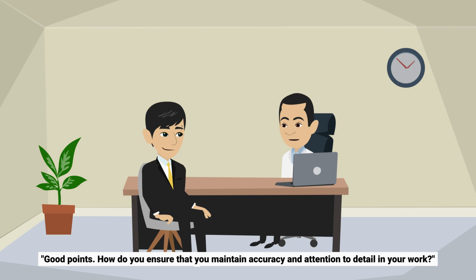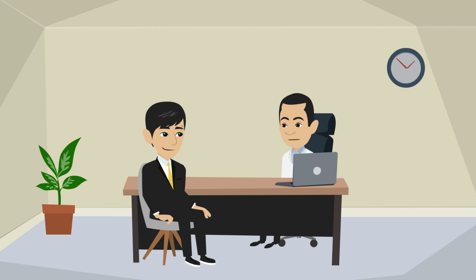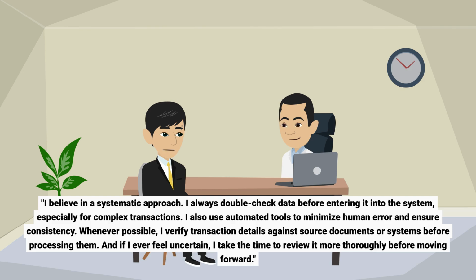Good points. How do you ensure that you maintain accuracy and attention to detail in your work? I believe in a systematic approach. I always double-check data before entering it into the system, especially for complex transactions. I also use automated tools to minimize human error and ensure consistency. Whenever possible, I verify transaction details against source documents or systems before processing them. And if I ever feel uncertain, I take the time to review it more thoroughly before moving forward.